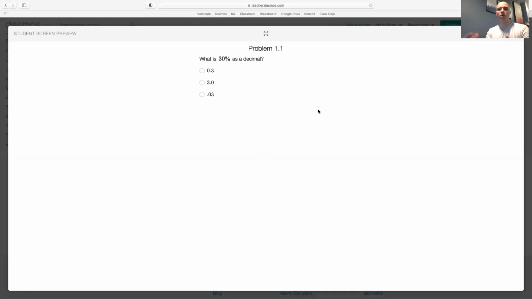The first question says, what is 30% as a decimal? Well, converting from percent to decimal is just a case of taking the decimal point from the percent number, which in this case would be right here next to the 0, and moving it 2 spaces to the left to give you 0.30. The reason you move it 2 spaces is because this percent symbol literally means divided by 100. And so we're essentially dividing this 30 by 100.